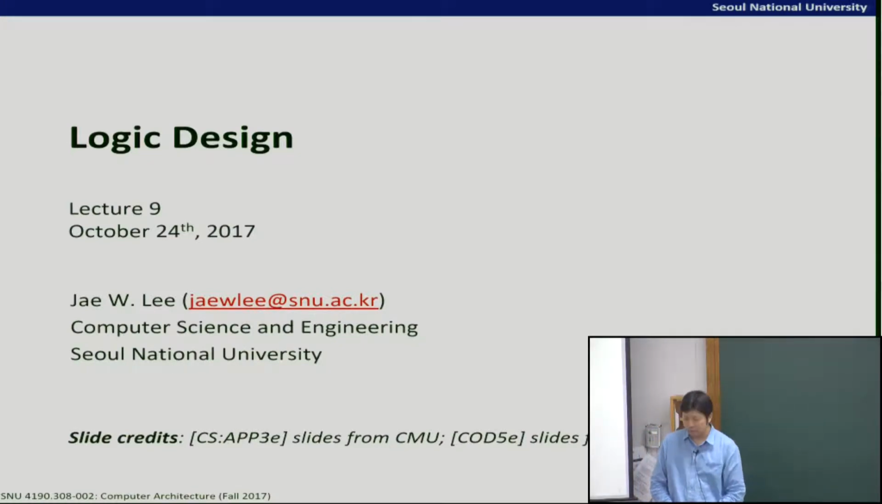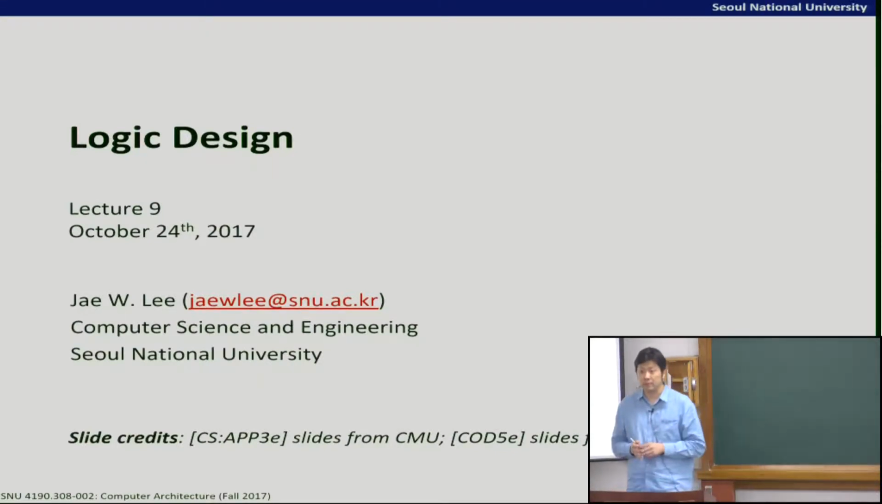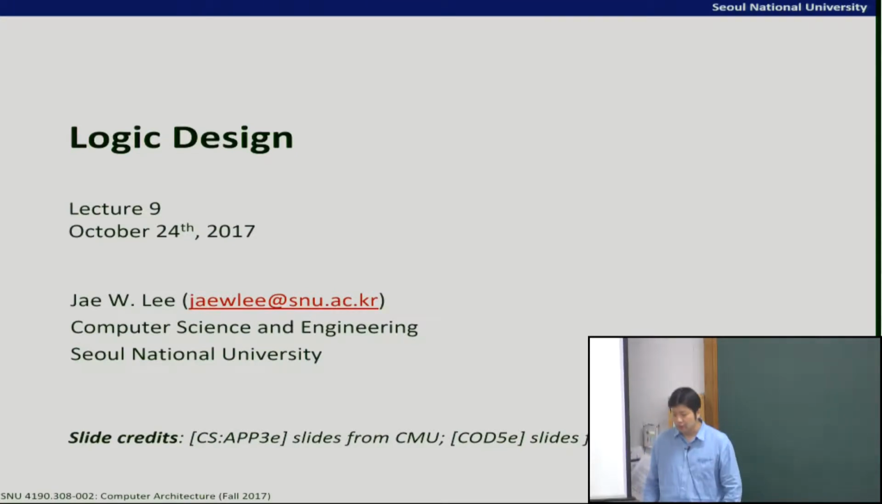So what we're doing is we want to build a simple CPU. We define a small subset of instructions that we want to implement, and we are going through the basics of logic design. The idea is we want to make some small building blocks, and we're going to put them together to make a simple CPU that can execute the Y86-64 ISA.